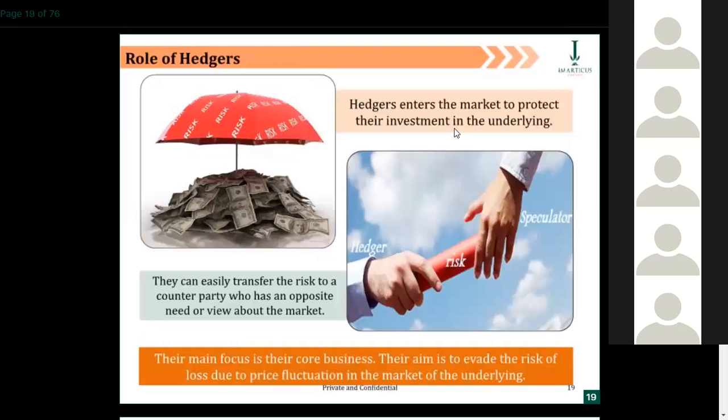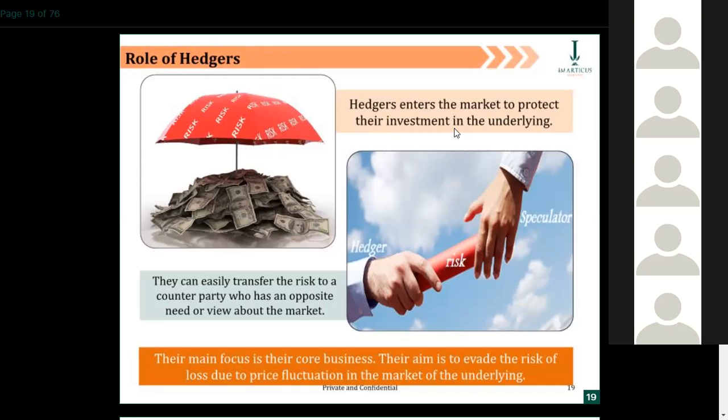Okay, so the role of hedgers. Now we have already covered it in the previous discussion. So again, this is simple to understand. Nothing more to add to it. What I've added already is covered. They can easily transfer risk to a counterparty who has an opposite need or view about the market. The main focus is their core business. Their aim is to evade the risk of loss due to the price fluctuation in the market of the underlying, right?